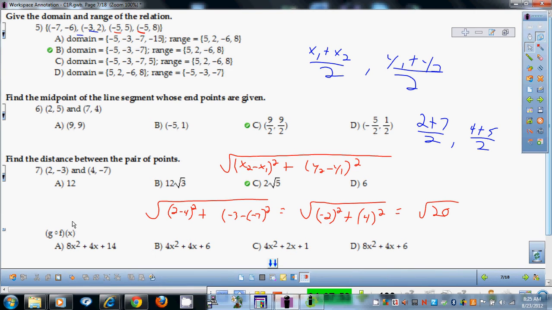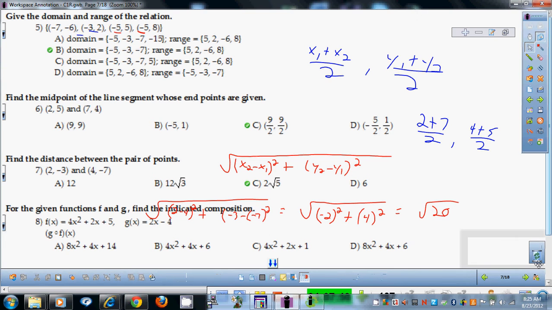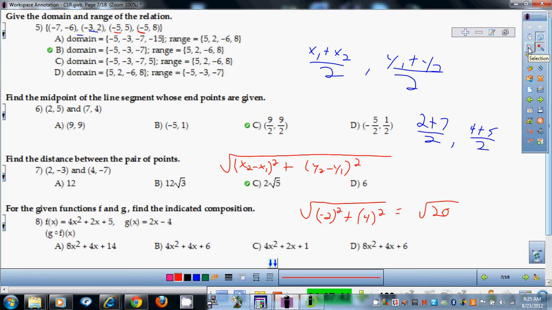Alright. Number 8. Oh, let me get this out of the way. Find the indicated. Basically, compose those. Compose G of F. F of G would have been the far more difficult composition.